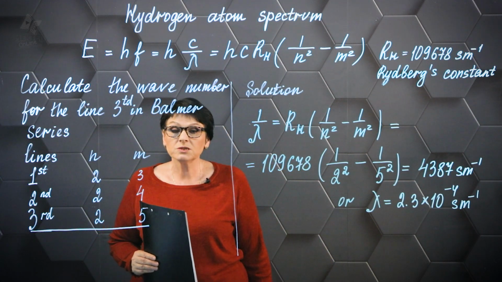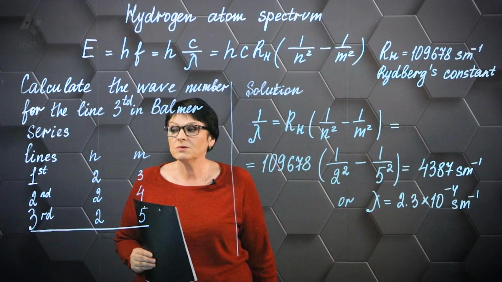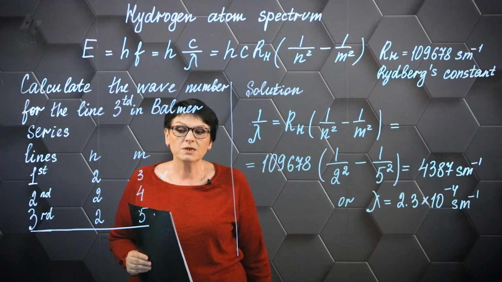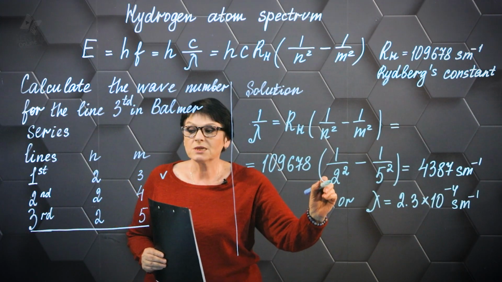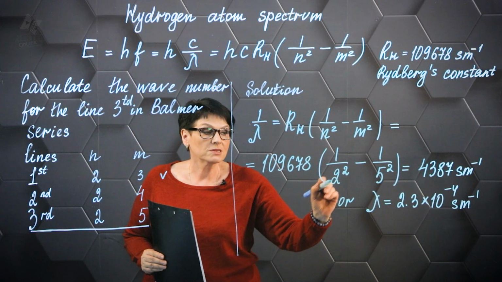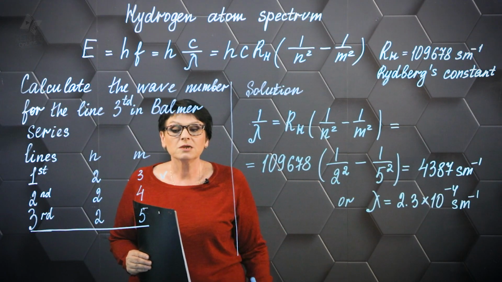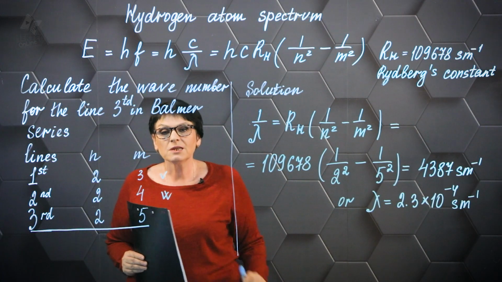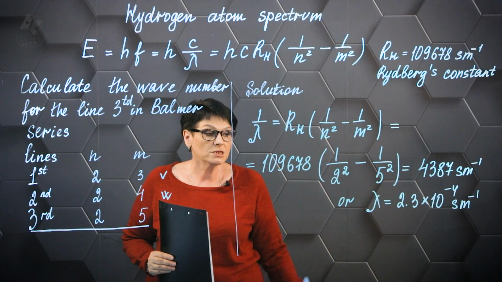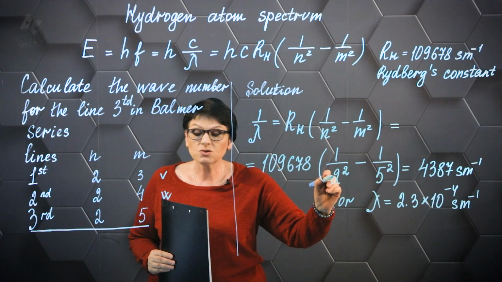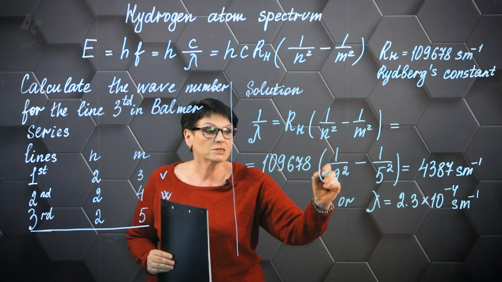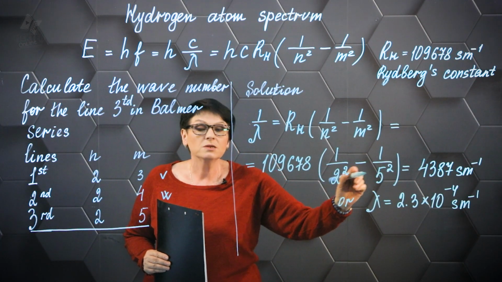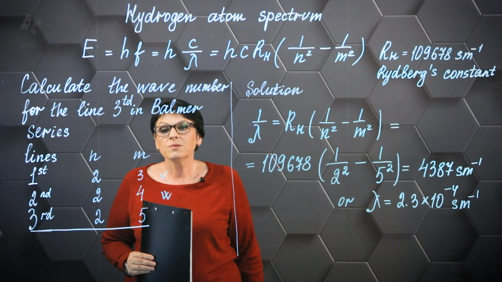I encourage you to take a moment to review this information, as it will help you approach the problem involving the Balmer line on your own. For example, if we were dealing with the first line, we would replace n and m with their respective squared values, 2 squared and 3 squared. In a similar manner, if we were tasked with performing this calculation for the second line, we would substitute n with its squared value, 2 squared, resulting in 1 divided by 4 squared.